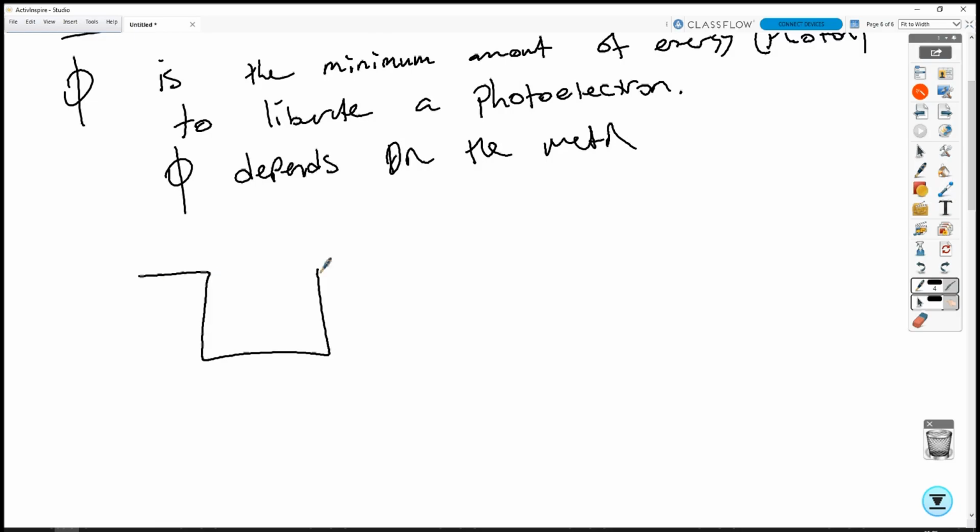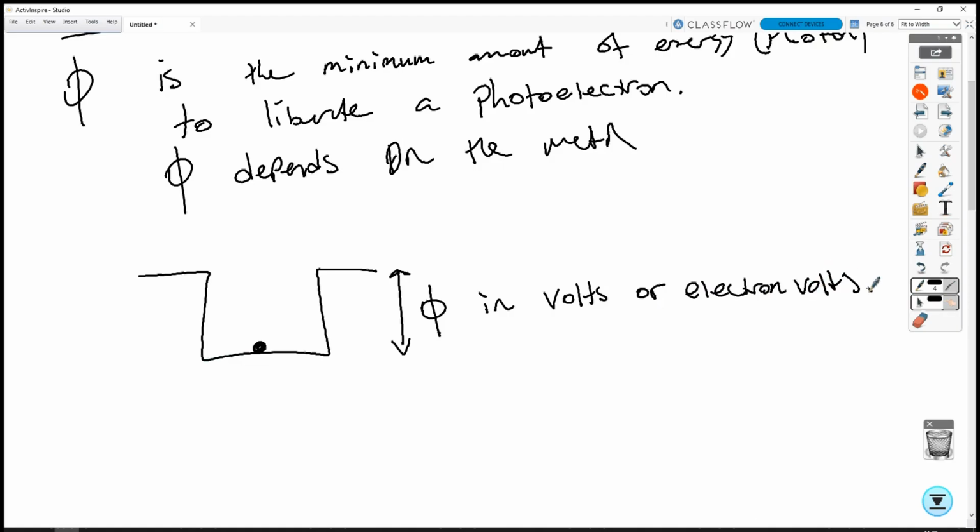We can imagine this as an energy well with an electron in its energy well. And the energy that we need to overcome is the size of the well. So this is phi. We can represent it in two things, electron volts or just in volts, because we're talking about the electron anyway. It can also be represented in joules, but because we're talking about such small things, that's why we invent the electron volt. For very small energies, we use a different unit to make it easier.